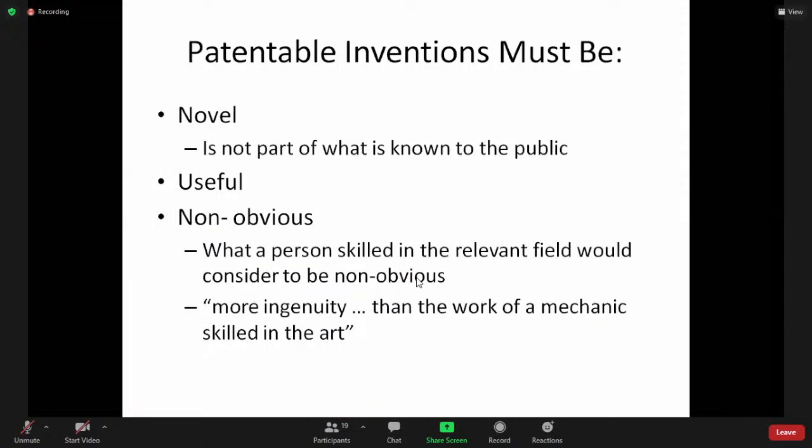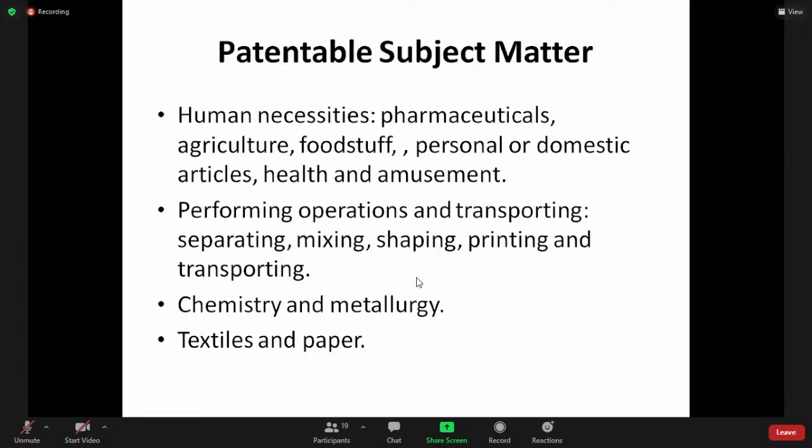So once you start patenting anything, the patentable invention must be novel. It should be useful and it should be non-obvious, right? What would a person skilled in the relevant field consider to be non-obvious, right? And it should be more inventive than the work of a mechanic skilled in the art. ऐसा नहीं कि एक ऑपरेशन की मैंने प्रोसीजर डेवलप कर ली है तो दैट वो मैं पेटेंट करा लूँ, नो, राइट?